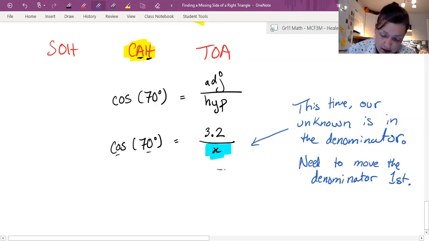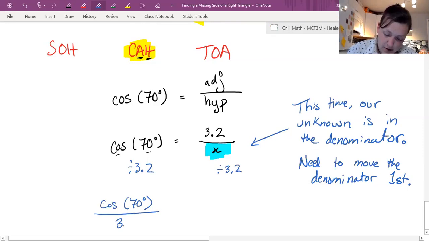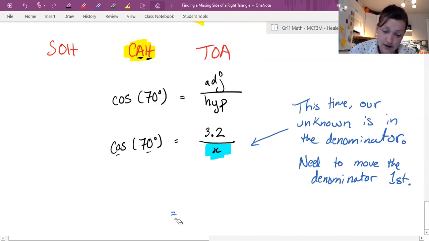could. I mean, if you divide both sides by 3.2, you could do that, and over here you would get cosine of 70 degrees divided by 3.2. But over here, x would still be in the denominator, so now your answer would say 1 over x. So that's not very helpful at all, because we're not looking for 1 over x, we're looking for x. So what we're going to do is move that x first. So we're going to multiply both sides by x.